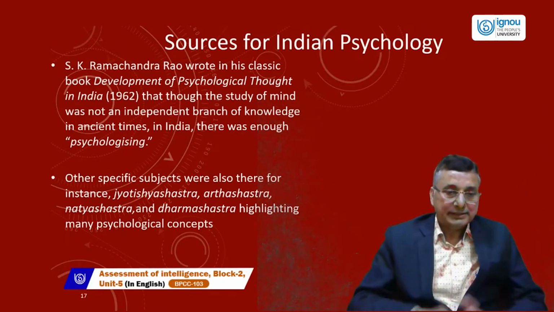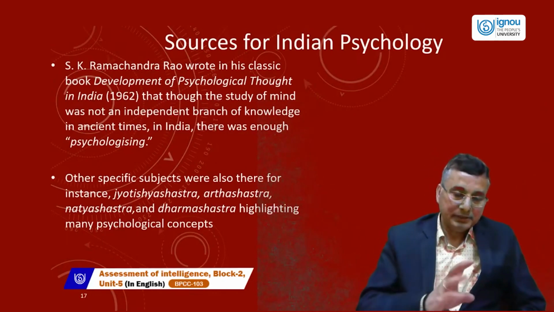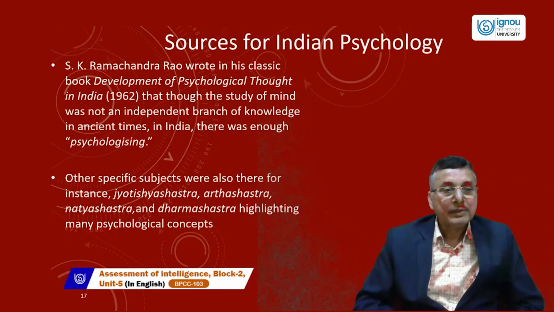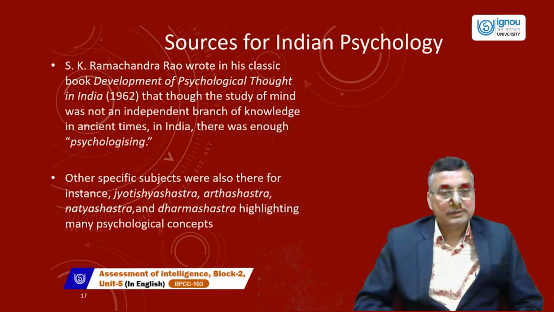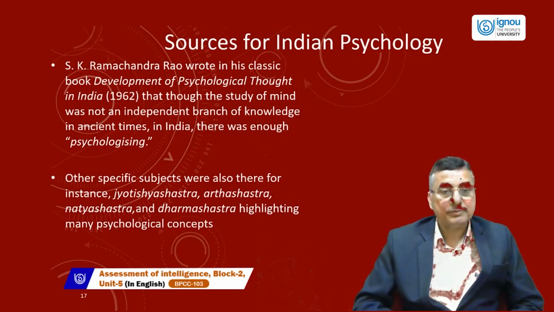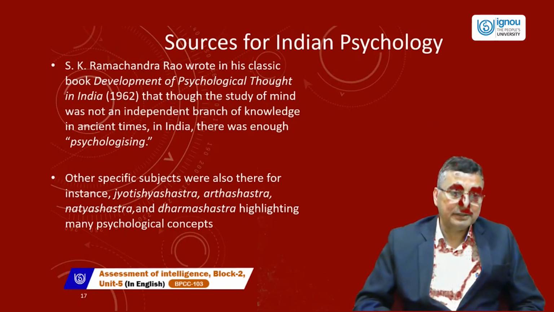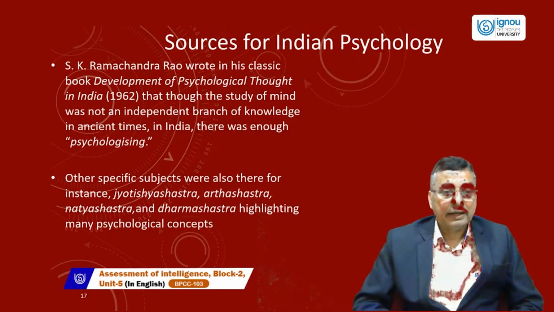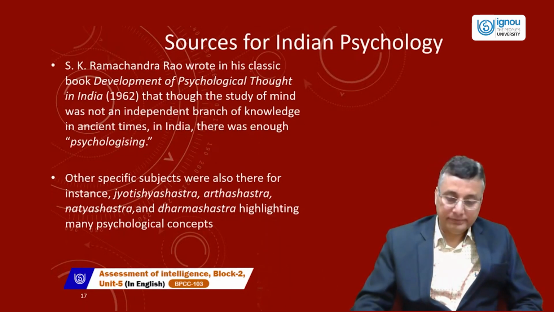So we'll discuss in brief these concepts. Jyotish Shastra is talking about the future, whatever you are doing now, how it affects your future. Arth Shastra is basically understanding economics. Natya Shastra is basically understanding the arts and dance, and the Dharma Shastra is basically duties, what your duties are and how to live life.